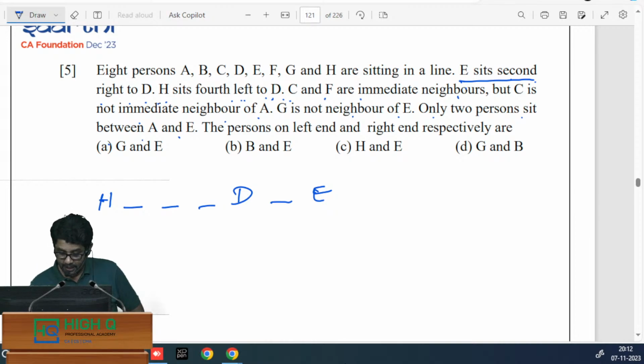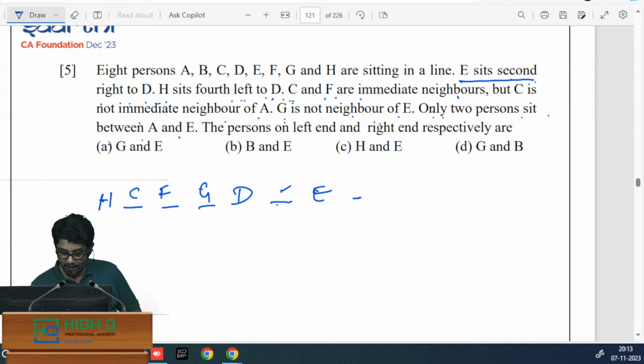Next one. C and F are immediate neighbors, but C is not immediate neighbor of A. G is not immediate neighbor of E. So G cannot be here. G can be here anywhere. But C and F are immediate neighbors. So if I take C, F here, can I take G here, my dear? G is not neighbor of E, so therefore G can be here.